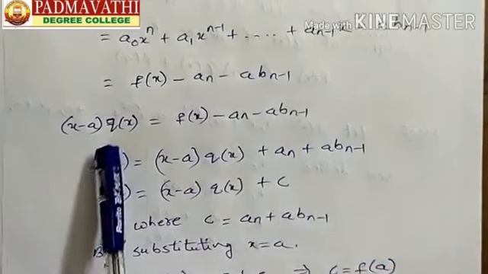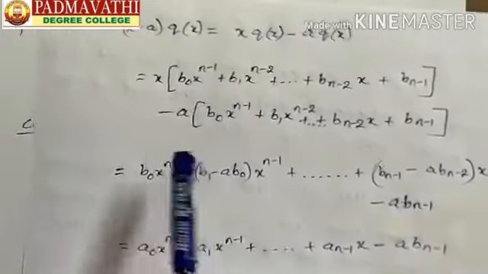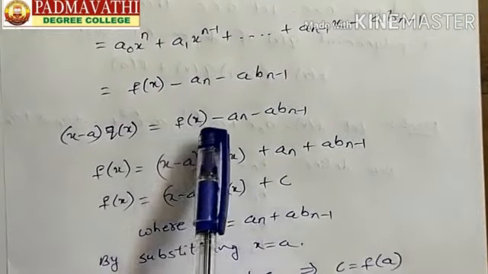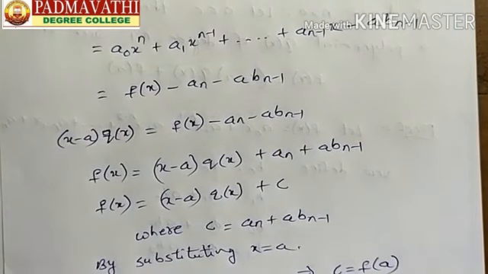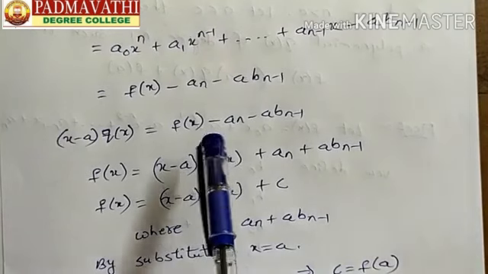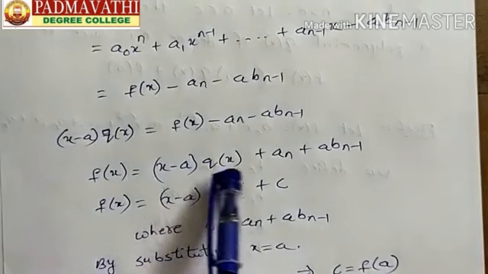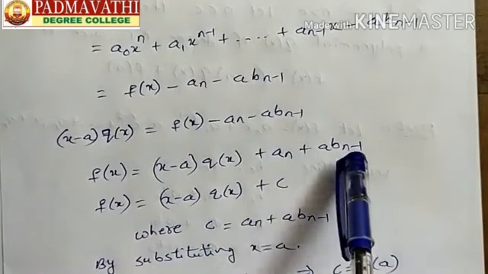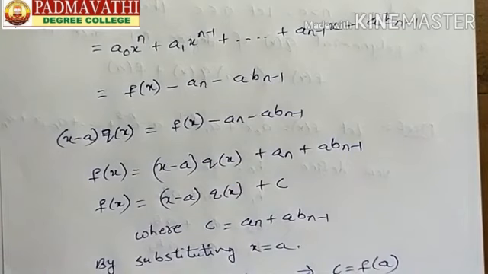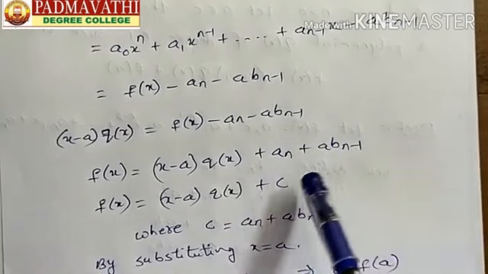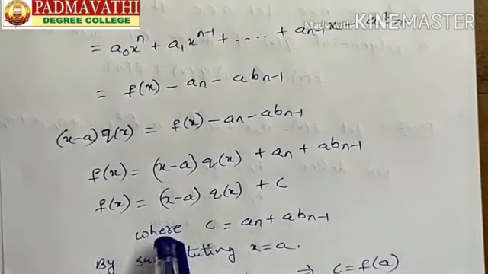Now, the value we considered here is x minus a into q of x. So we write x minus a into q of x equal to f of x minus an minus abn minus 1. Now we write f of x from this. Take both the terms to this side: x minus a into q of x plus an plus abn minus 1. Now we replace this an plus abn minus 1 with c, one constant term, where c equal to an plus abn minus 1.